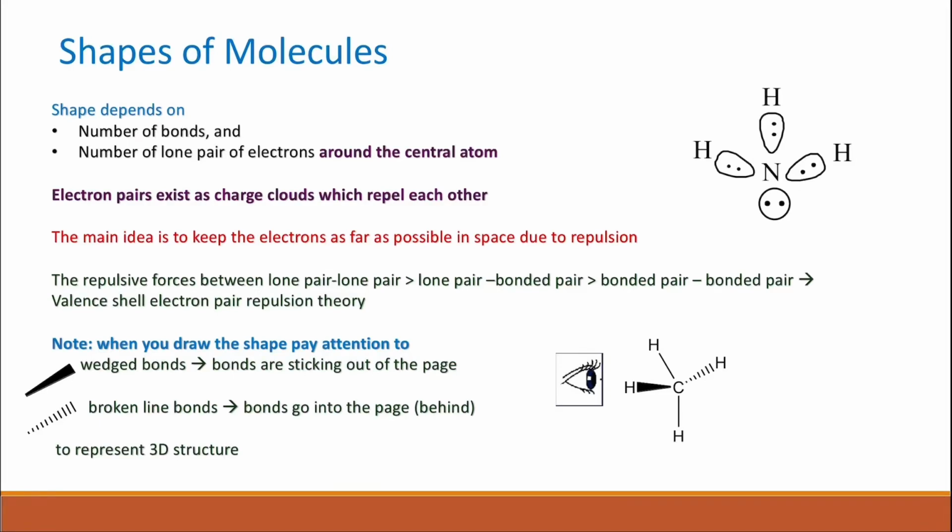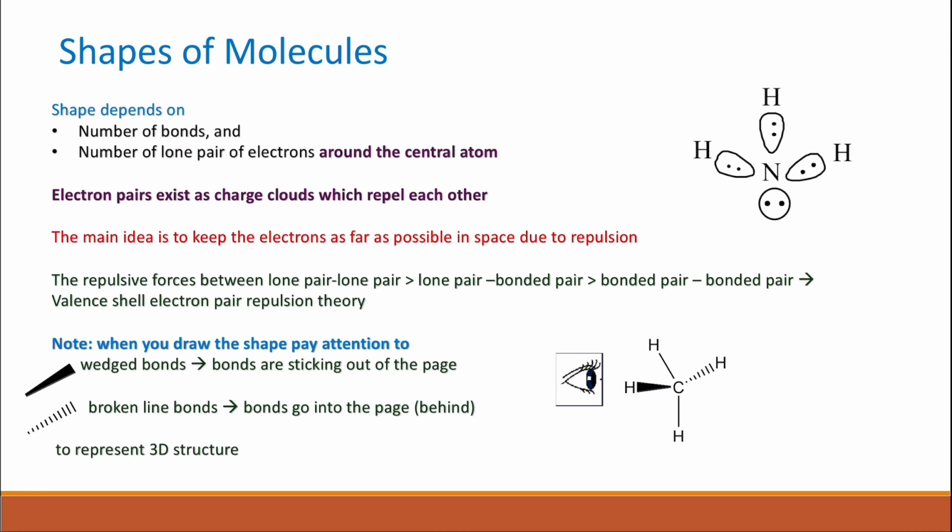Shapes of molecules is one of the typical questions in paper one as well, but they can come embedded within other questions, not like a big question in A-level paper one. So in a shape of molecules, the thing that you need to know about is that the shape will depend on the number of bonds and the number of lone pairs of electrons around the central atom.